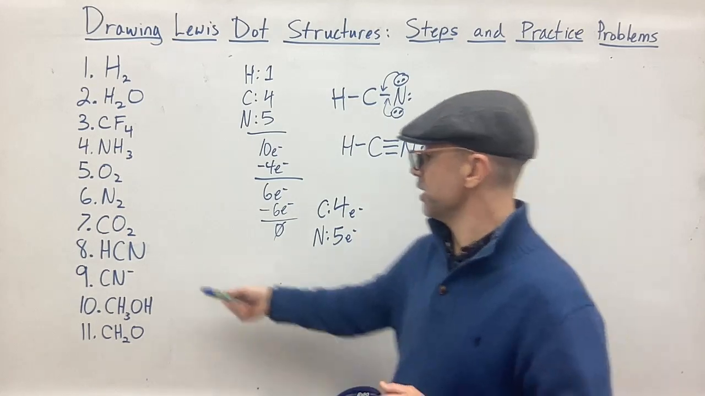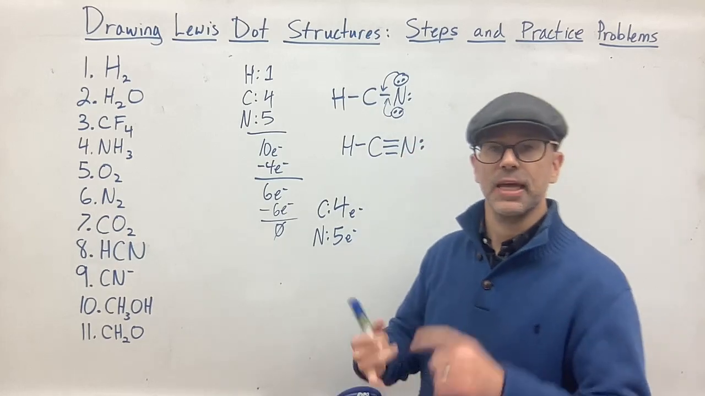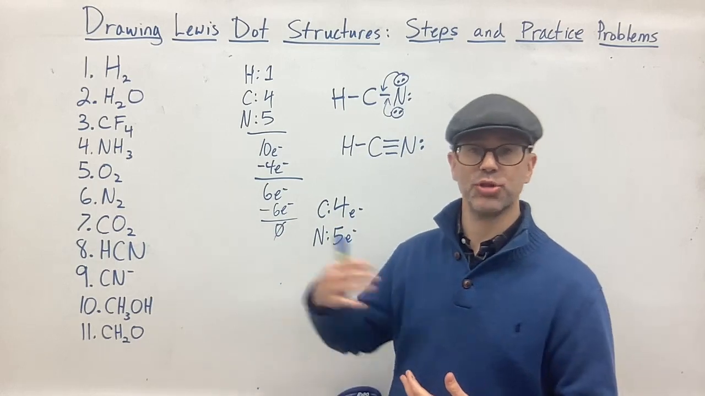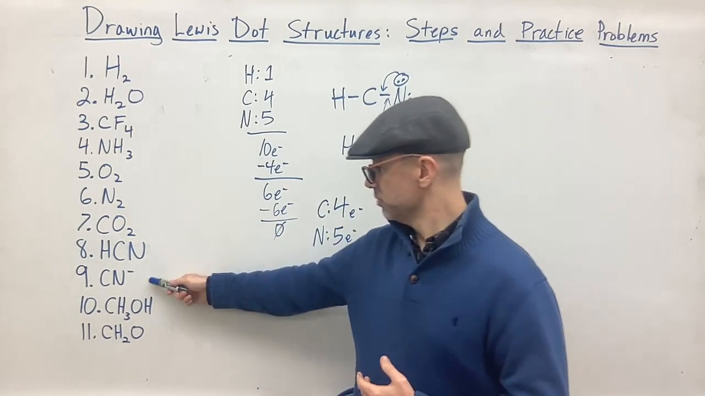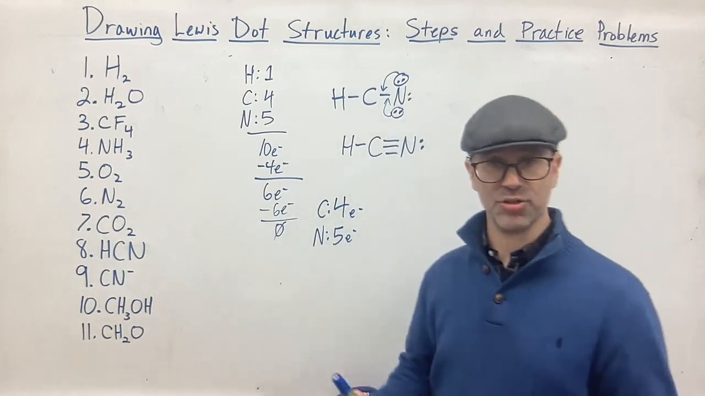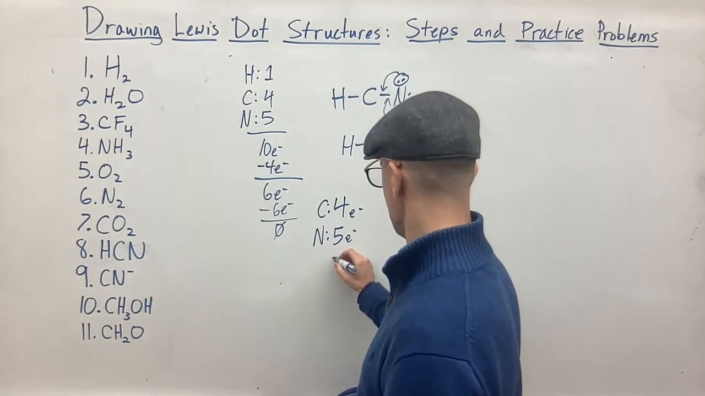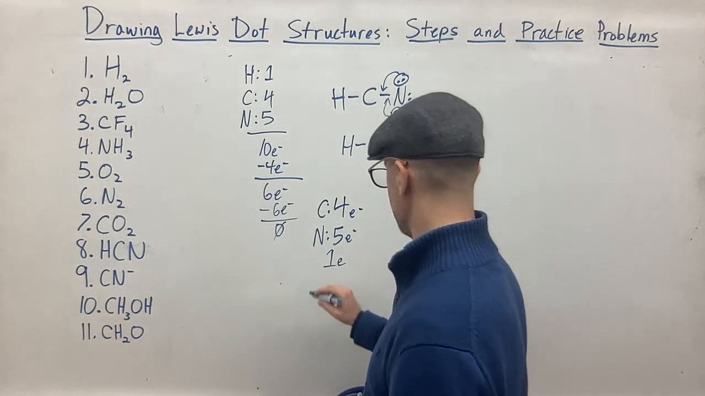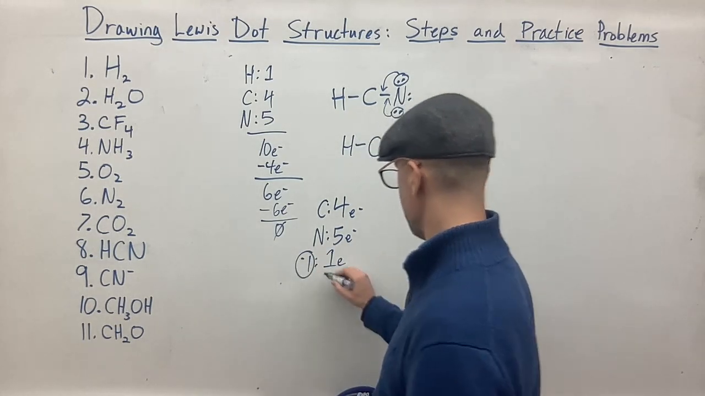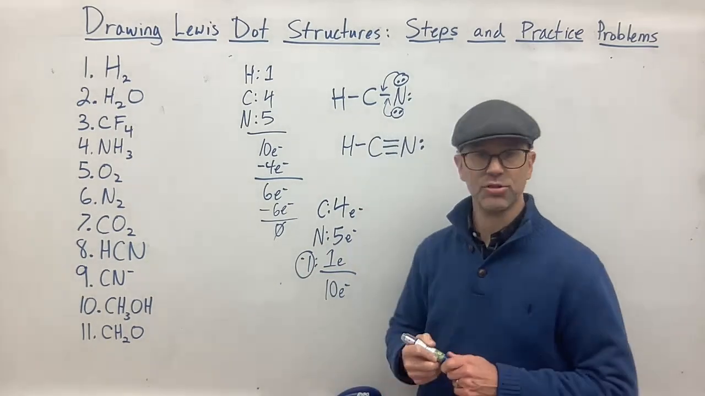But we're not done yet. We have a charge there. Remember, we have to take into consideration the charge. If you have a negative charge, you have to add that to your total. If you have a positive charge, you've got to subtract that from your total. So we have a -1. That means we have one more electron. Electrons are negative. So a -1 means we have one more electron. So we're going to add one more electron from the -1 charge. So that means we have a total of 10 electrons.